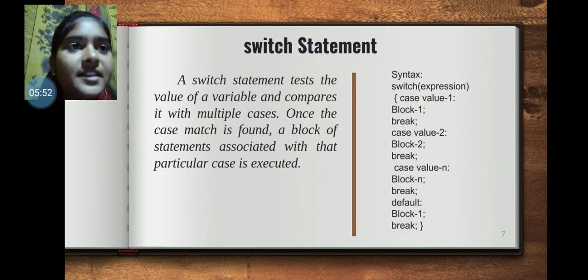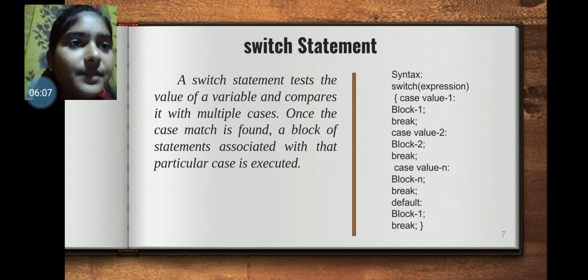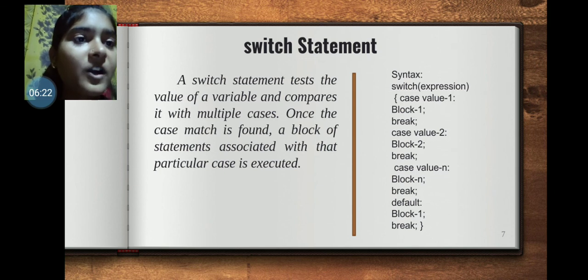See the syntax. Switch in brackets expression, in curly brackets case value 1 colon block 1 semicolon, then break semicolon, case value 2 colon block 2 semicolon, then break semicolon, case value n colon block n semicolon, and then break semicolon. And lastly we write default colon block semicolon and break semicolon.